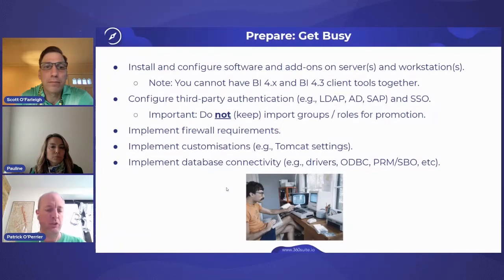Okay, you've done your assessment. You've planned. It's time to prepare and to get busy. So again, I chose to do it side by side. So what do I have to do? Well, I need to get new VMs. I need to install BusinessObjects. I need to configure it. Well, potentially the same way as it was before. If you don't, at least you know why. Install your add-ons, Lumira add-ons, analysis for Office.